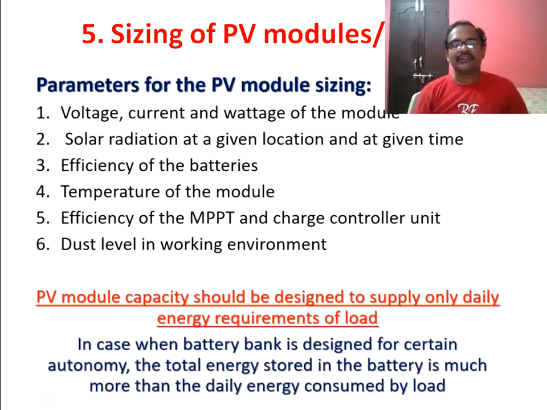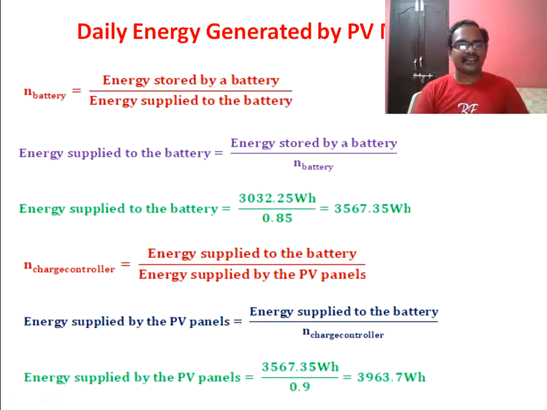In case the battery bank is designed for a certain autonomy, the total energy stored in the battery is much more than the daily energy consumed by the load. Because we have taken 2 days of autonomy here, we need to design a solar panel in such a way that it can charge those 12 batteries at a time in a single day. The number of panels also will be more in that case. Right. So now let's calculate.